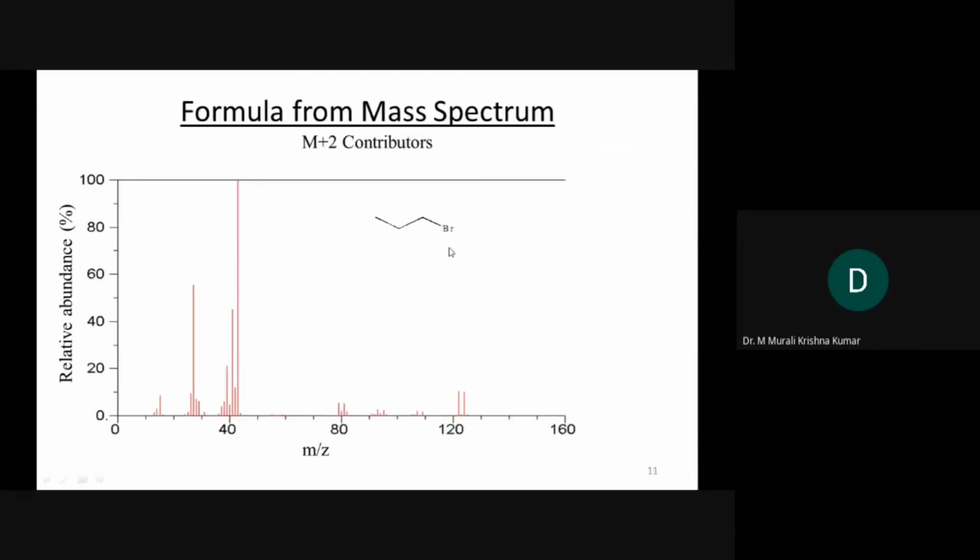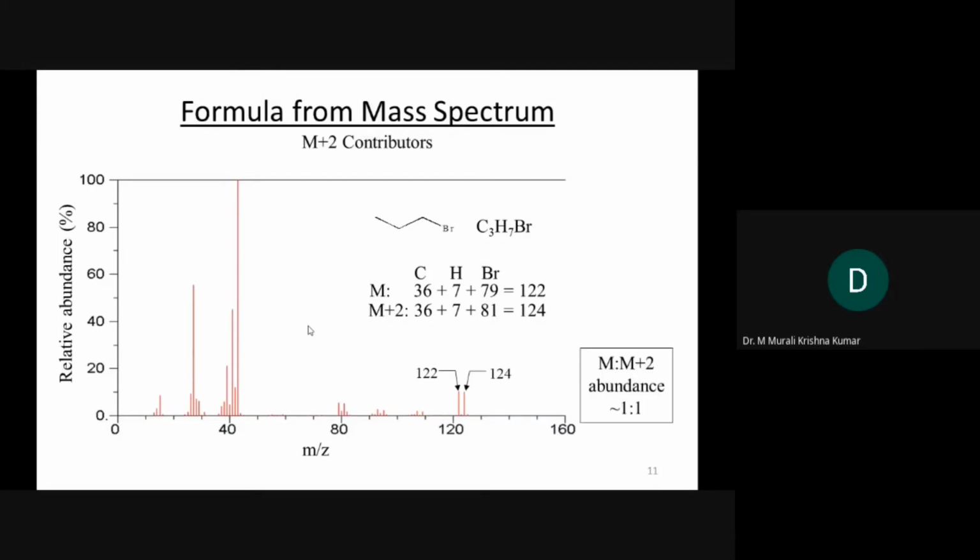The second one is in case of bromine. In case of bromine, as we have just now discussed, the M plus and M plus 2 ions are both present in a 1:1 ratio. So here you can see the ions. This is the molecular ion, 122. And then if you see M plus 2, it is also there, 124. Both are approximately present in a ratio of 1:1.